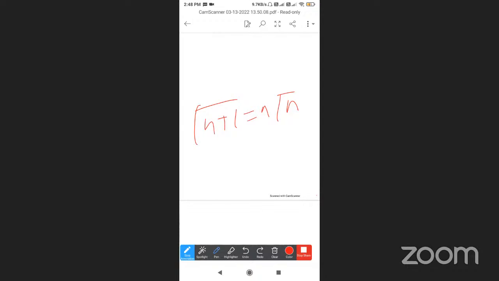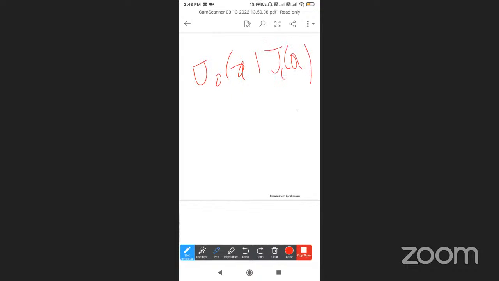Next is page number 227, the Bessel functions J naught of x and J1 of x. What is the formula for J naught of x? J naught of x is 1 minus x square by 2 factorial 2 square, plus x to the power of 4 by 2 square 4 square, minus x to the power of 6 by 2 square 4 square 6 square. So now the Laplace transform of J naught of x.